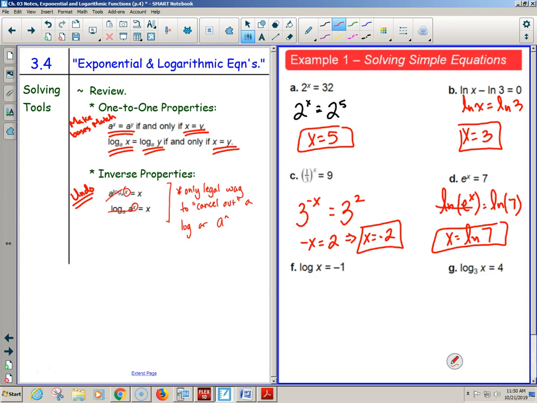But that was undoing an exponential using a log. What are we going to have to undo in letter F? We have to undo the log. Good. We have to undo the log using the.